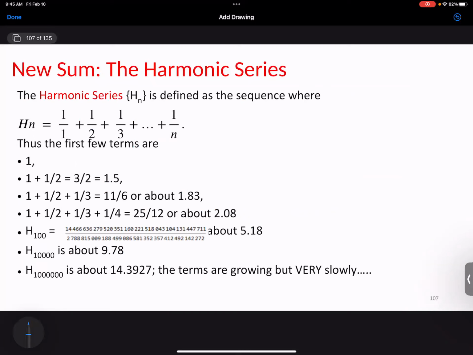What I want to do now is quickly talk about the harmonic series for the last 5 minutes. How many of you have seen the harmonic series before? So this is a nice one. It's just the sum of the reciprocals of the integers.